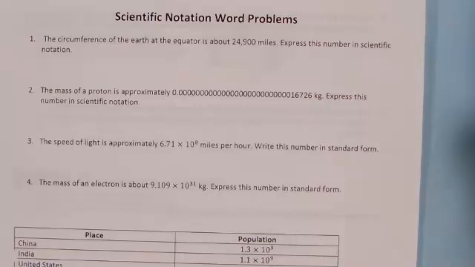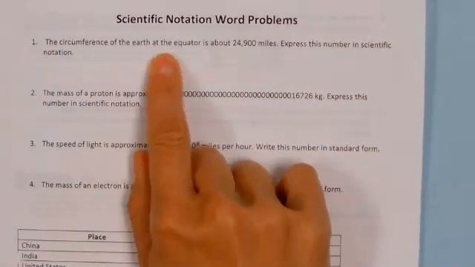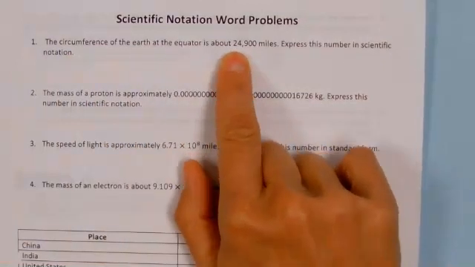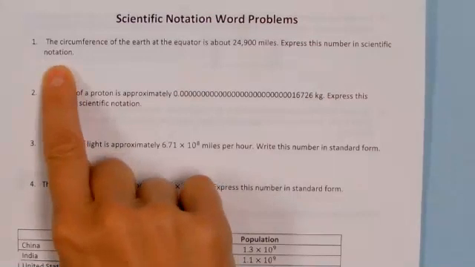So some extra help for the scientific notation word problem. Let's start. The circumference of the Earth at the equator is about 24,900 miles. Express this number in scientific notation.